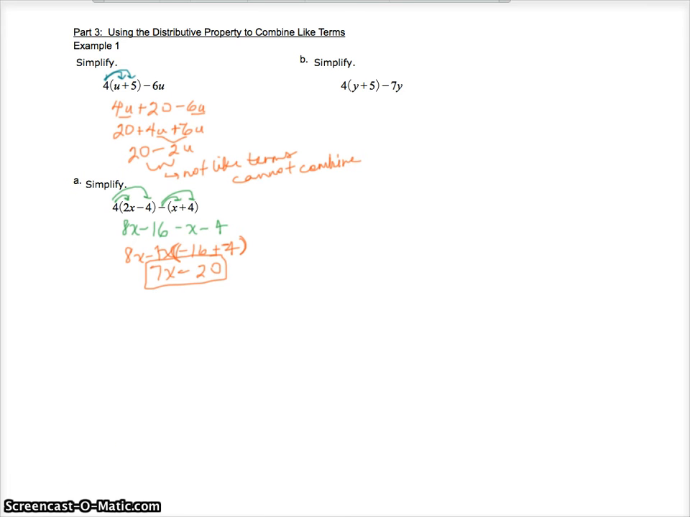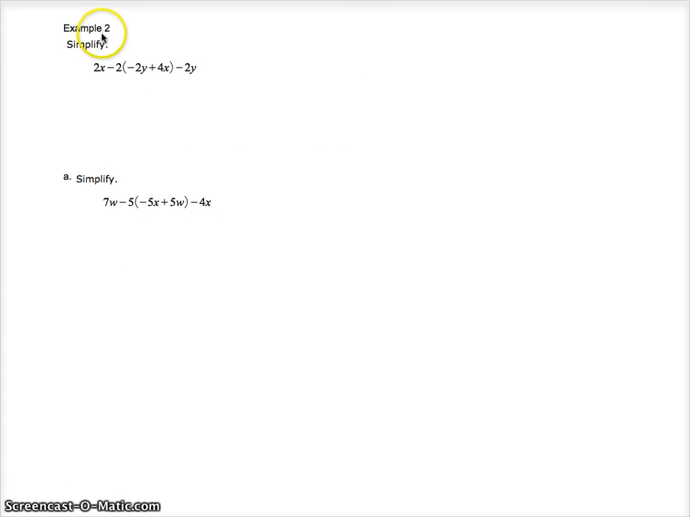Let's go look at a couple more examples, example 2 and example A. So that's to simplify: 2x minus 2 times the quantity negative 2y plus 4x, minus 2y. Now we have a different situation where I've got subtraction being distributed all the way through. When I see that, I want to think of my subtraction as a negative 2.